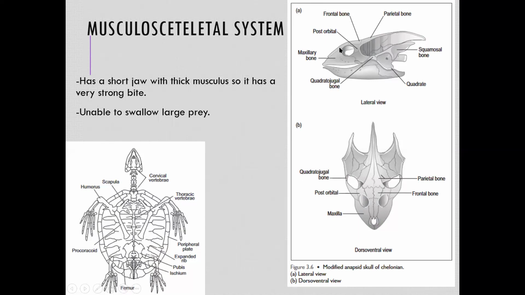As we know, they don't have teeth, so they only cut their food with a pair of something like a beak. They have a short jaw, and although they have a quadratus bone, they cannot open their mouth widely like a snake or lizard. They are unable to swallow large prey, with exceptions for some species like the alligator snapping turtle, because they have a very large head.